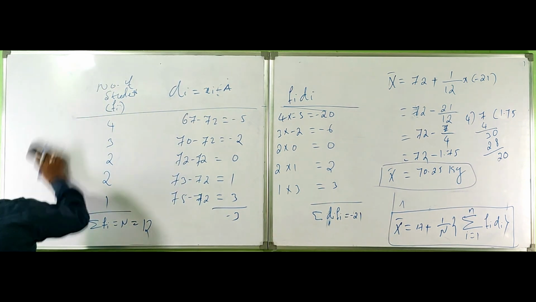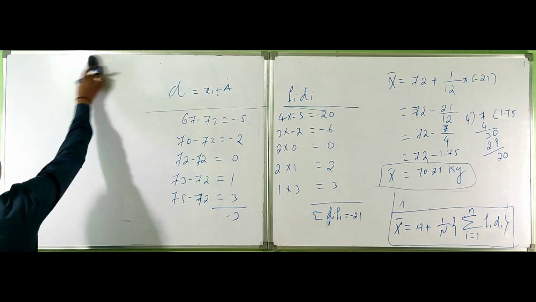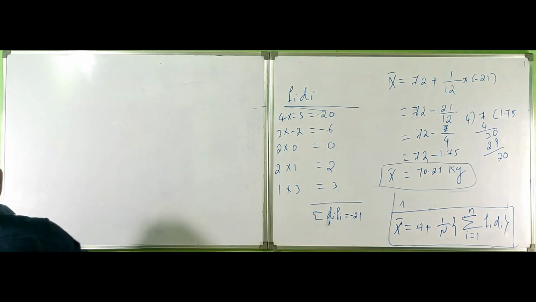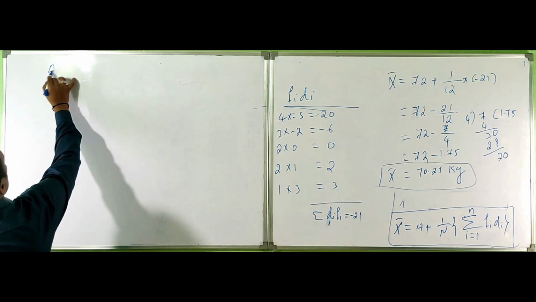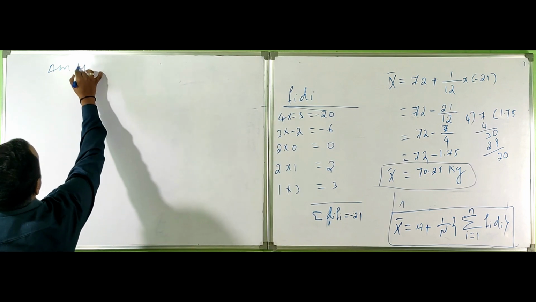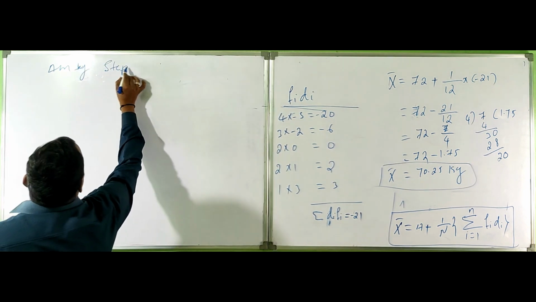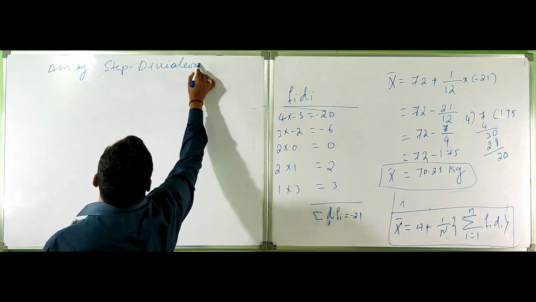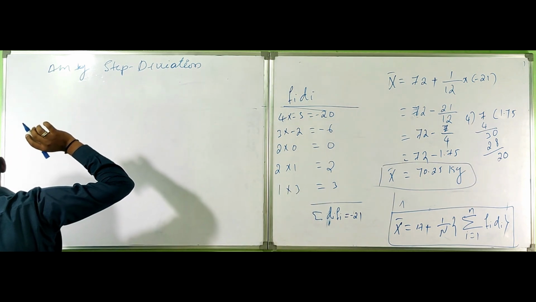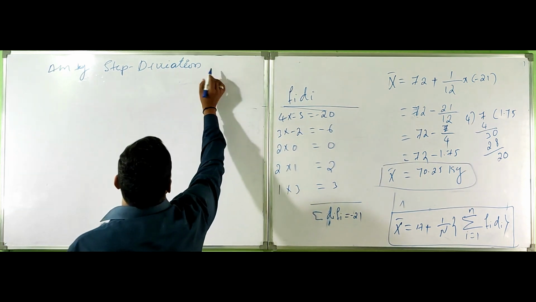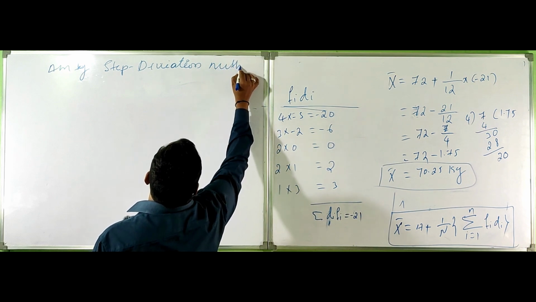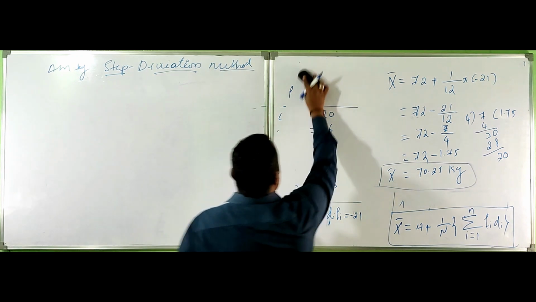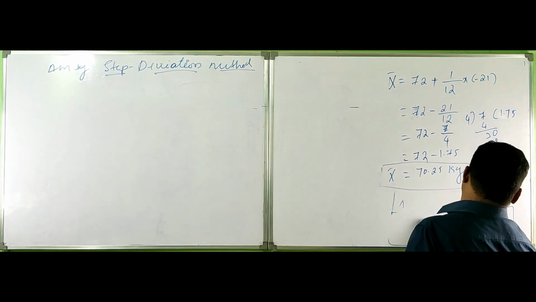Next example is the step deviation method. Next concept is the step deviation method, the arithmetic mean by step deviation. Right? Let's take an example, then you can understand it easily.